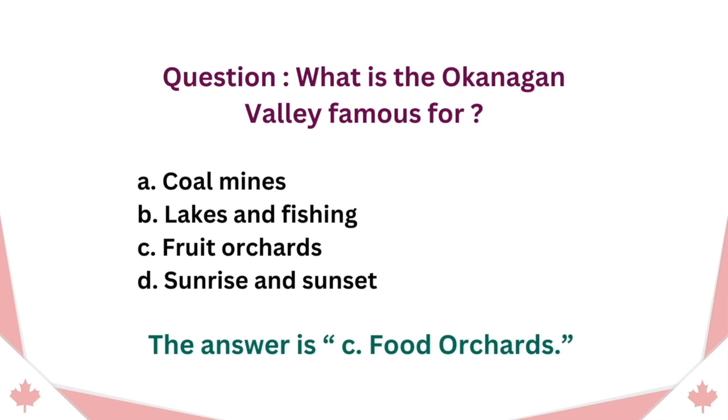Question. What is the Okanagan Valley famous for? A. Coal mines. B. Lakes and fishing. C. Fruit orchards. D. Sunrise and sunset. The answer is C. Fruit orchards.